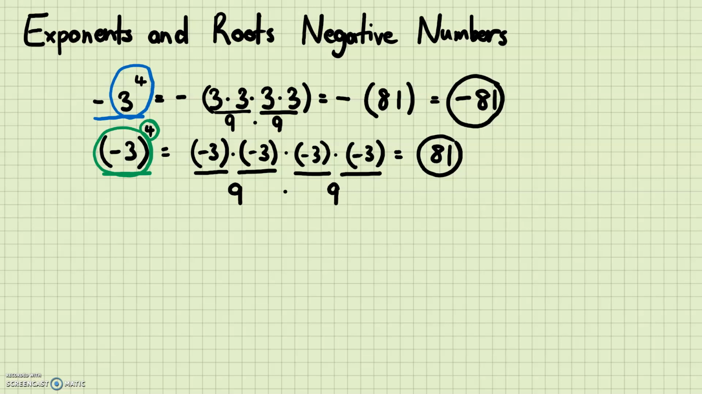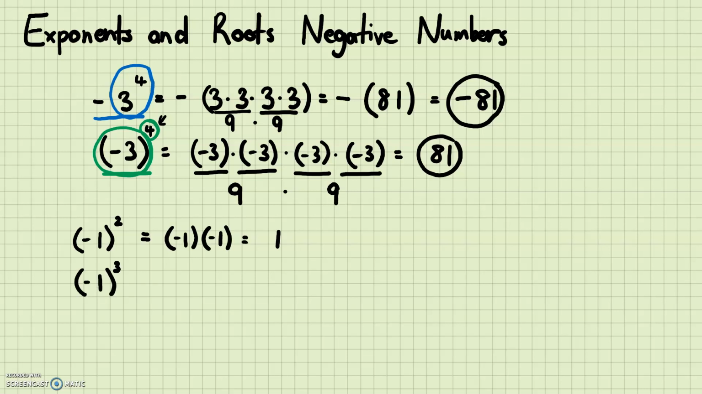Okay, and when a number, whether it be negative or positive, is raised to an even power, in this case it is an even power, right? 4 is an even number. If it's raised to an even power, it is going to be positive. Okay, let me show you with 1. So for example, if I have negative 1 and I'm squaring it, that's going to be negative 1 times negative 1, which is going to be positive 1.